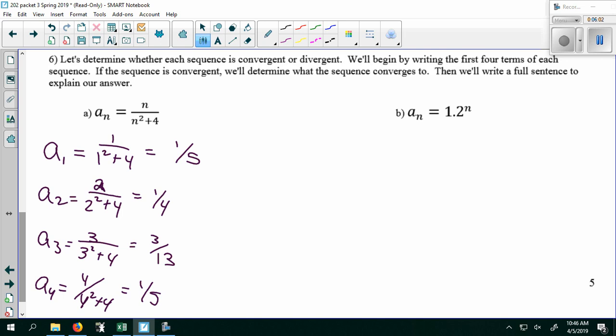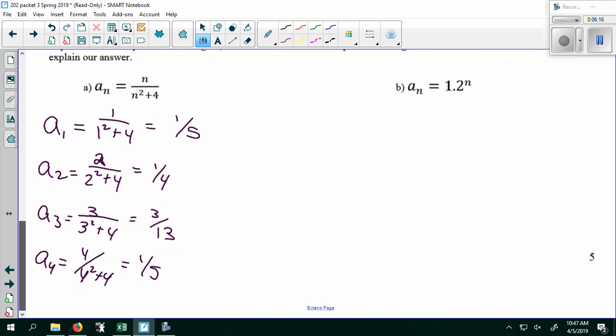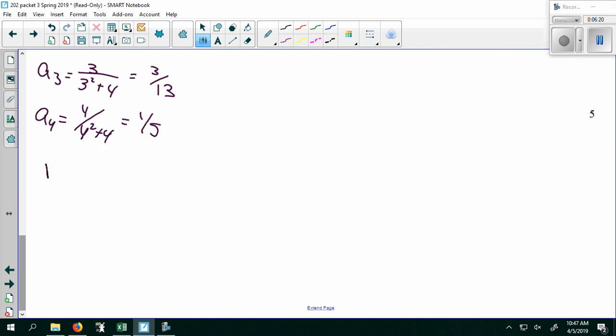All right, so what can you say? Are those all right? Anybody catch me in a mistake? Looks okay? Okay, good. All right, so what do you think the limit is as n goes to infinity? Let's write out what we're looking for. We're trying to evaluate the limit as n goes to infinity of a sub n.